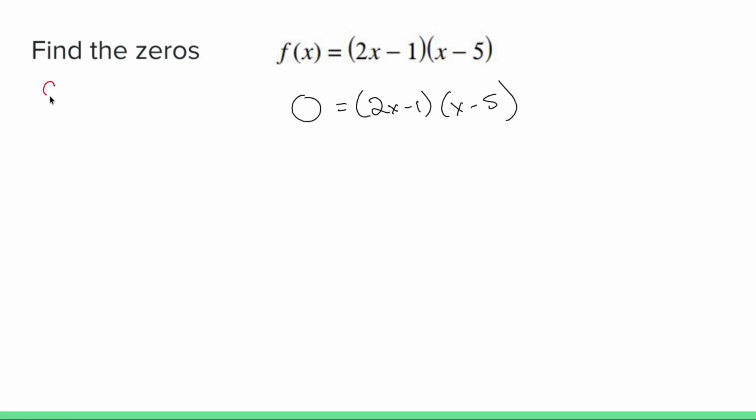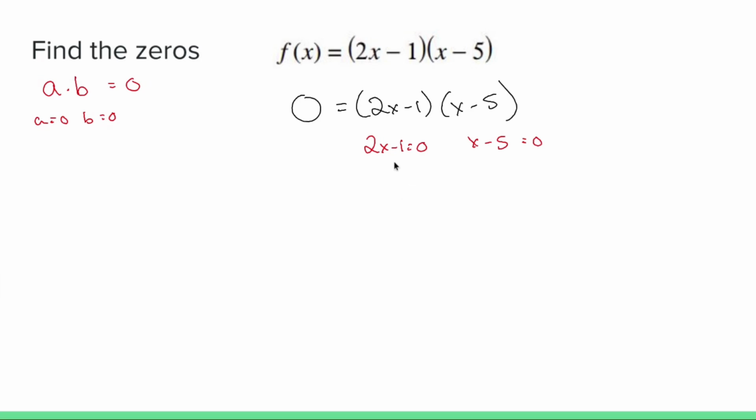Zero product property says if you have a times b, or two things or more multiplied together and it all equals 0, set each of those factors equal to 0. So this times that equals 0, which means this equals 0 and that equals 0. And it's just a matter of you solving both of them individually.